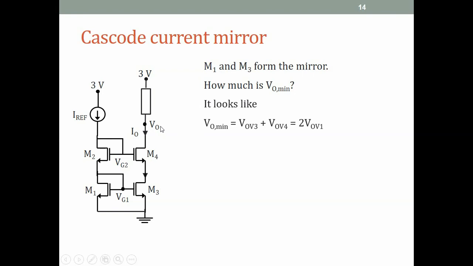Let us find what is the minimum output voltage that can exist at this node while keeping M3, M4 in saturation. If you just look at this, intuitively it would seem that the minimum voltage is the overdrive of M3 plus the overdrive of M4. If these two overdrives are equal, then we say this is 2 VOV. But it turns out that actually this is not the VO min expression. So let us look at this circuit more closely.